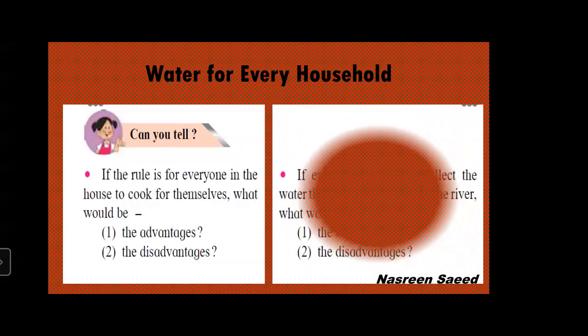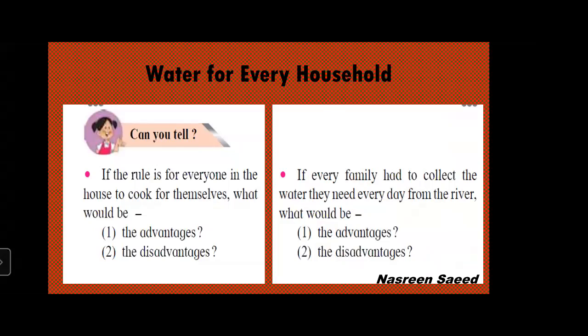The next is, if every family had to collect the water they need every day from the river, what would be the advantages and the disadvantages? Now, when every family collects the water from the river, the advantage will be that people will waste less water, because they'll know if the water is wasted, they'll have to go and collect from the river again. So the wastage will be less. This way the water storage will increase. People will have more storage of water in their house.